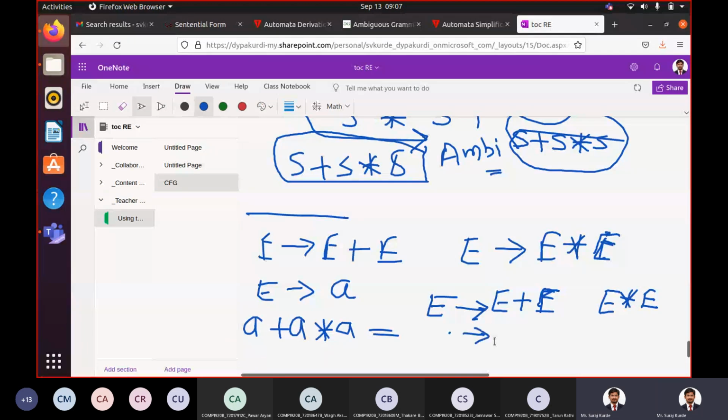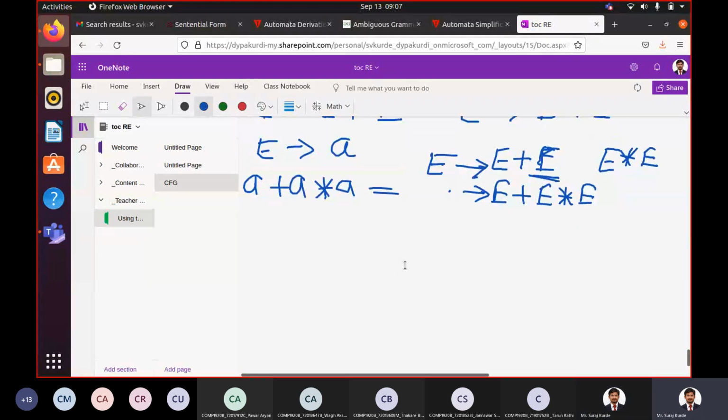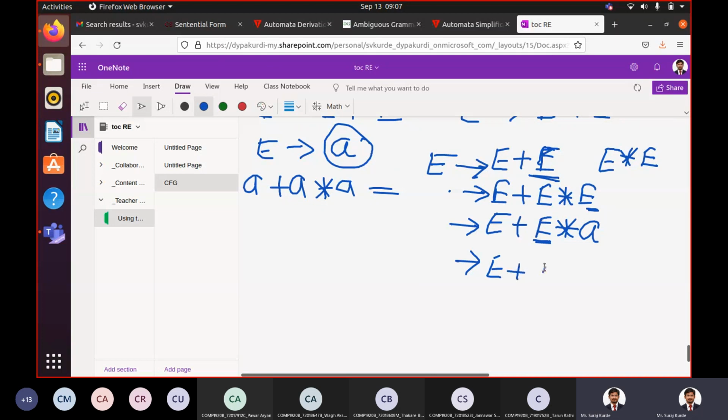Then expand it, then E plus E into E. What I have done, I expanded this non-terminal E. Then again expand it, E plus E into A. This A is replaced by its production a. Then again replace this E, E plus a into a. Replace this E, it is a plus a into a.